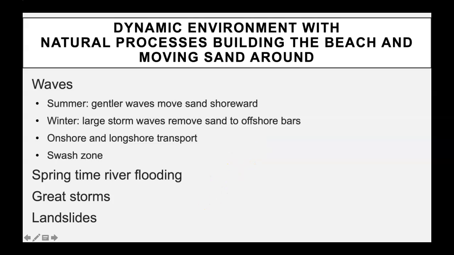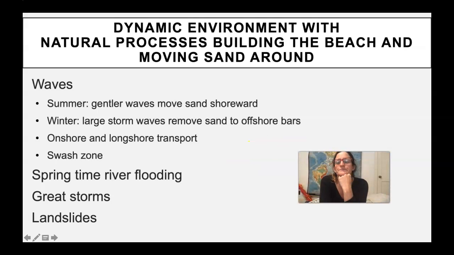All right, it's a dynamic environment with natural processes building the beach and moving sand around. In the waves, there's gentle waves, and sand is moving shoreward. That's why we have that summer berm. In the winter, large storms are going to eat at the beach and create these sandbars just offshore.